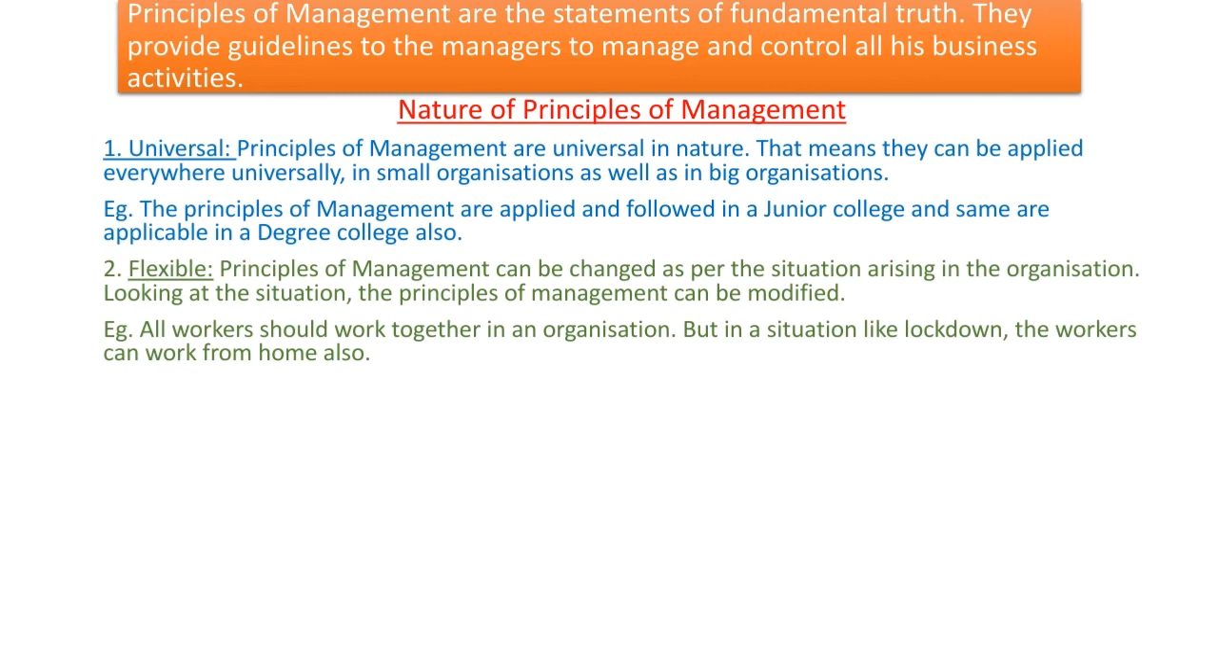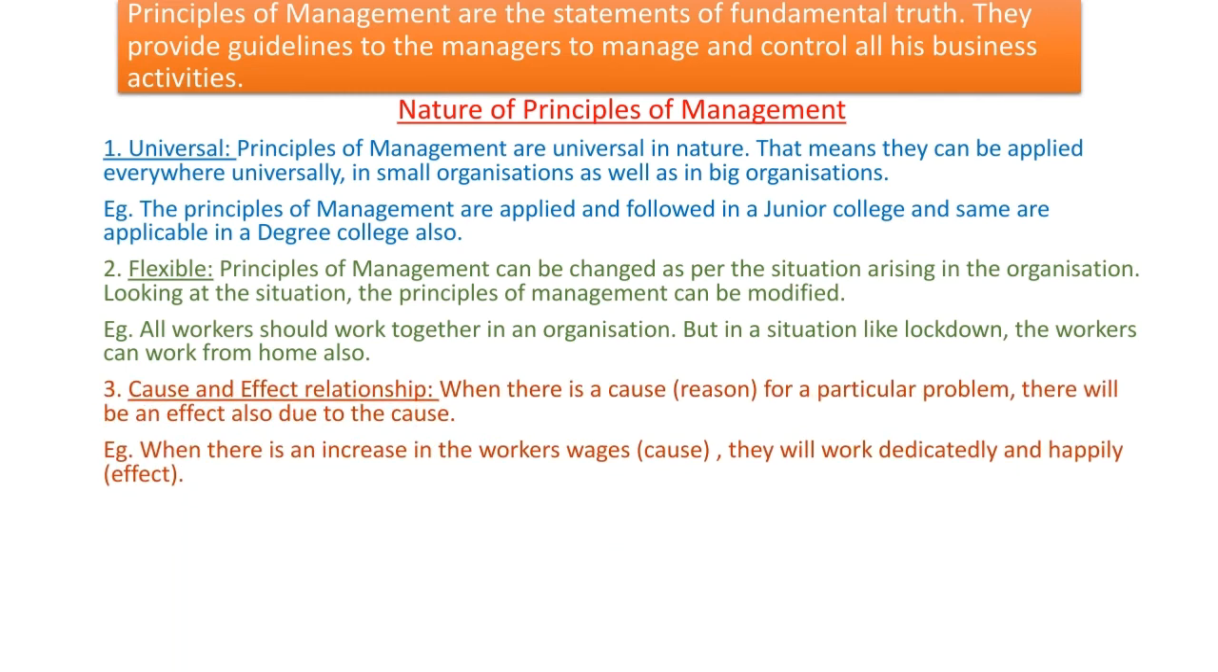Okay, then the third one is cause and effect relationship. Cause ka matlab hota hai wajah, Urdu students will understand wajah, reason, and effect ka matlab hota hai asar. Okay, the outcome you can say. Agar kisi cheez ki wajah hai to uska asar bhi hoga.